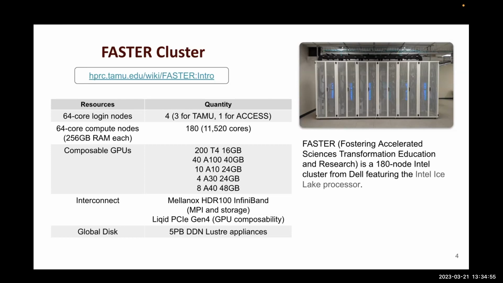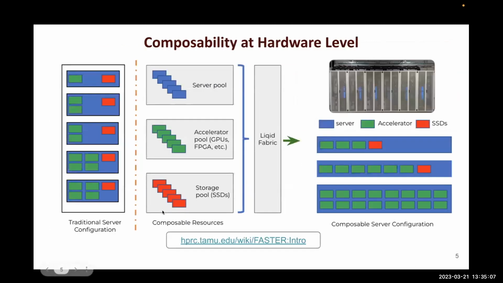You can learn more about FASTER and the hardware on our wiki page, and I provided a link on this slide. FASTER is able to provide you not only GPUs, but also FPGAs and other computing accelerators, such as the Graphcore IPU. You can do a quick search about that new architecture, which is different from traditional computing devices. It also gives you access to a high-performance storage pool of solid-state disks. Put all this together, and you can build your own virtual computing system.